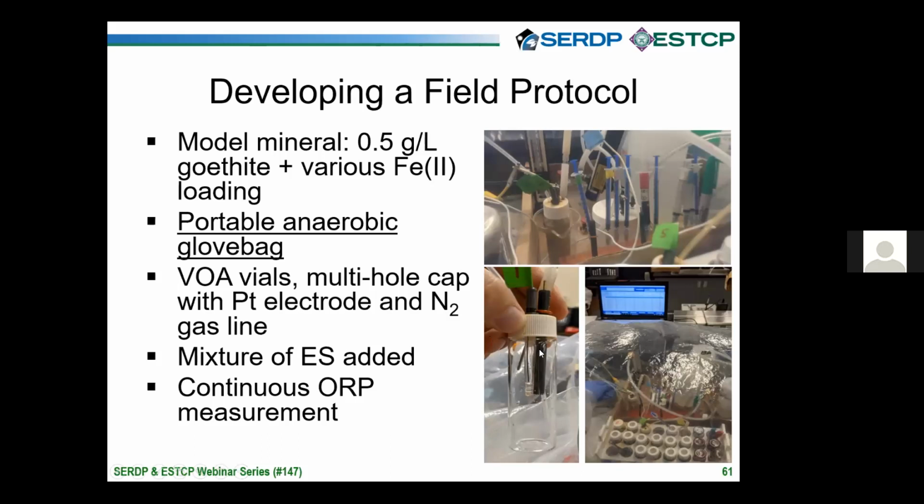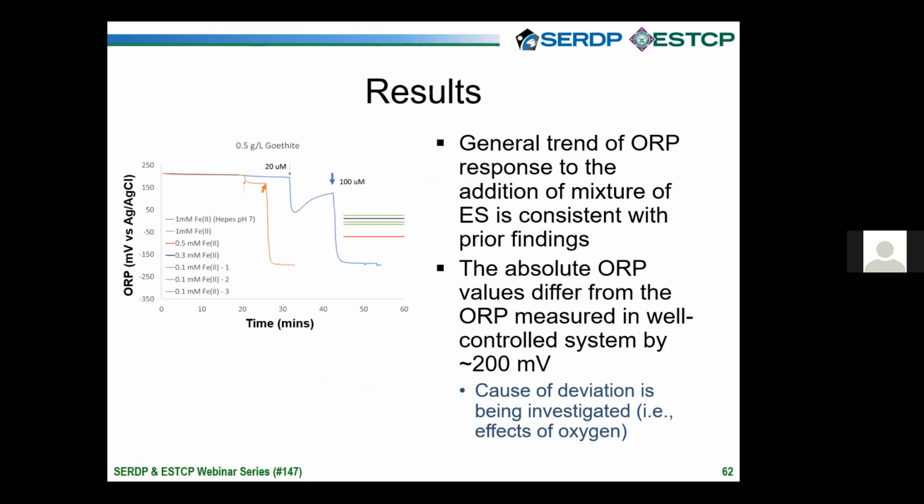This picture is just showing the experimental setup. We have a 40 ml bottle vial with a multi-hole cap housing the electrode and nitrogen gas line. When we add a mixture of electron shuttles into the reactor, the ORP will be continually recorded outside the glove bag. Here are some results, still quite preliminary.